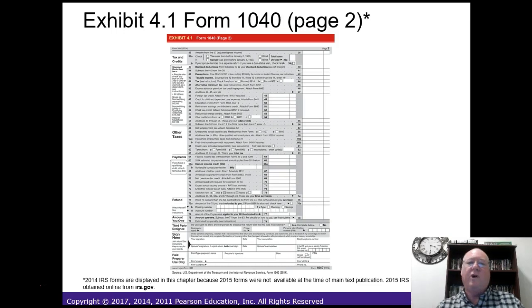So you work your way down, and you're going to determine your tax liability based upon your filing status and whatever your tax percentage is off of the tables themselves. You'll be reducing that by your tax credits, and you get down to the bottom line, which is the amount you're going to be refunded or the amount you're going to be owed.